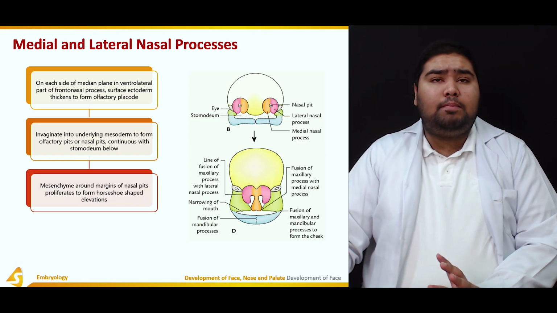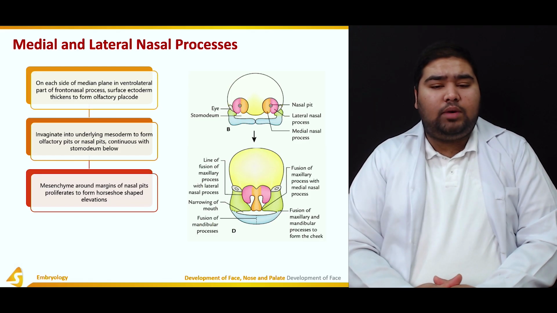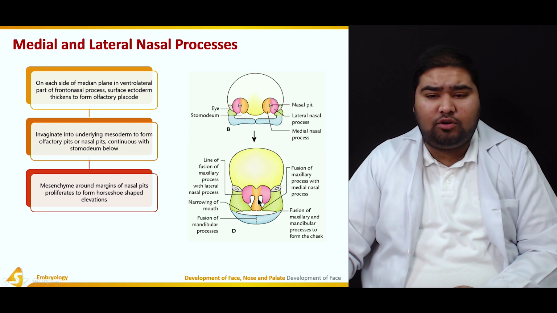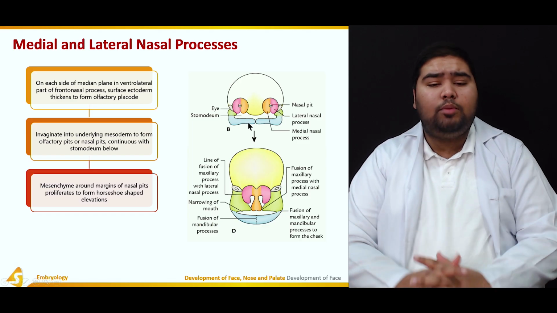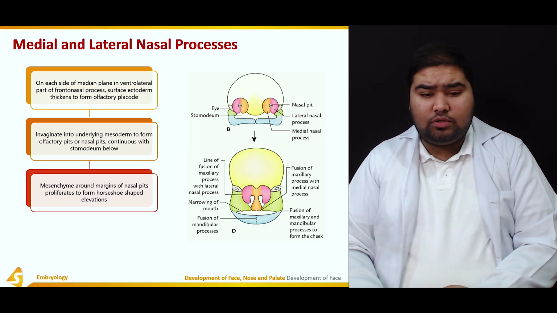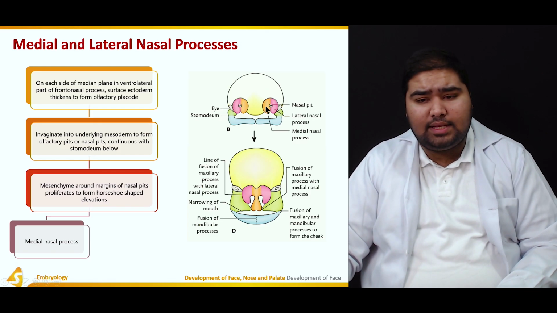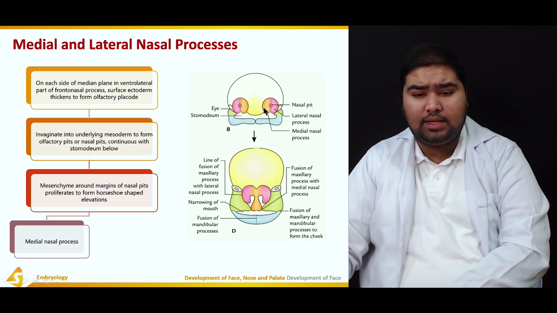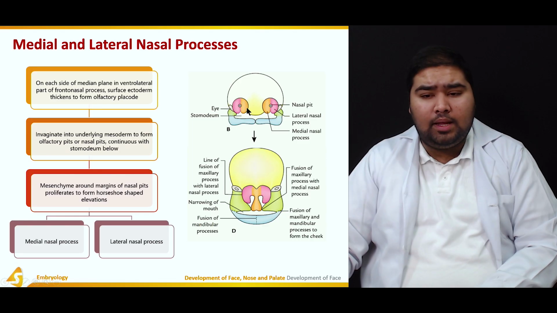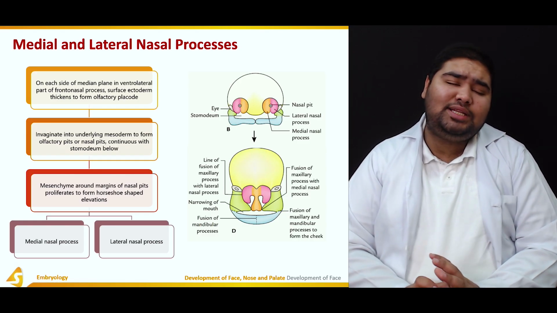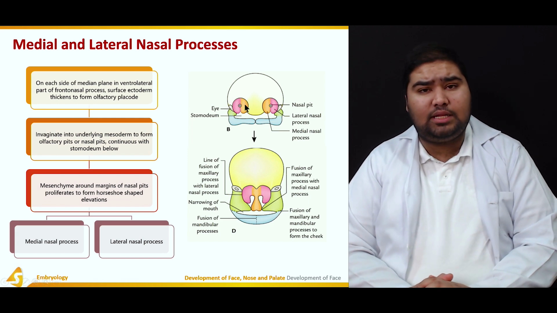Now the mesenchyme around the margins of the nasal pit proliferates to form a horseshoe elevation. So in the figure you can see these are the horseshoe elevations that are formed by the proliferation of the mesenchyme. So these horseshoe elevations lead to the production of the medial nasal process. Here this in orange is the medial nasal process, and the lateral nasal process in pink. So here in pink is the lateral nasal process. So this is how the development of the medial and the lateral nasal process goes on.